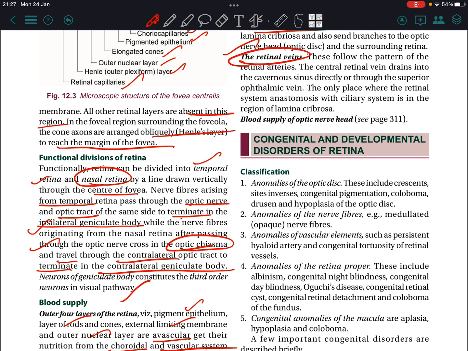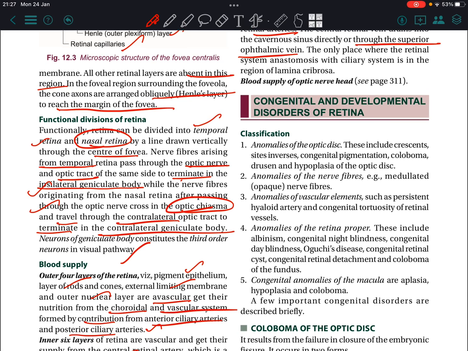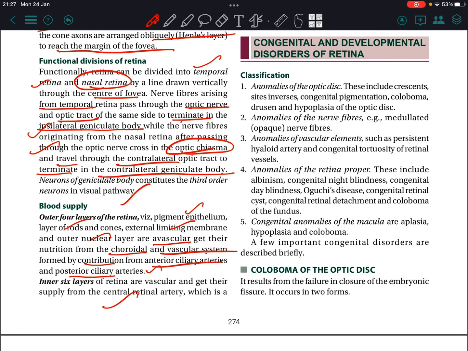Retinal veins follow the pattern of retinal arteries. The central retinal vein drains into the cavernous sinus directly or through the superior ophthalmic vein. Blood supply of optic nerve head we'll see in the future.